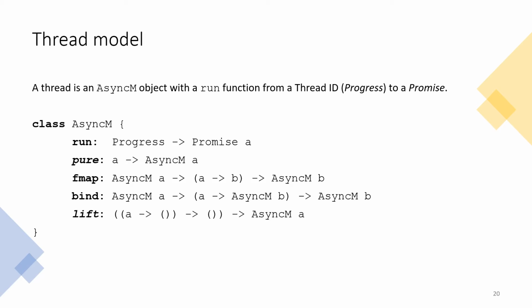Our concurrency model is based on a thread abstraction, which is defined as an object that wraps a run function that takes the thread ID as input and returns a promised value. Our thread has a monadic interface that uses the functions pure, fmap, and a bind operation to compose thread computations. The lift function converts an asynchronous call to an async object so that the asynchronous call can be canceled.